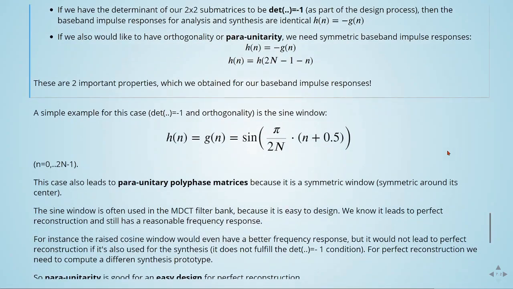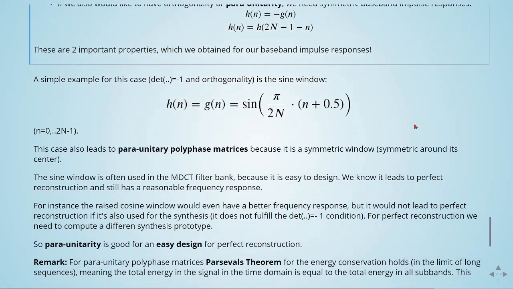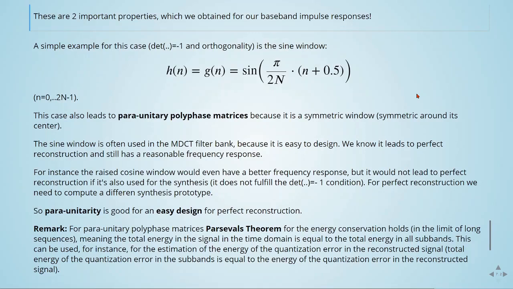A simple example for this case, where the determinant is equal to -1 and we have orthogonality, is the sine window. And the sine window is given here. This case also leads to para-unitary polyphase matrices because it is a symmetric window, symmetric around its center. The sine window is often used in the MDCT filter bank because it's easy to design. We know it leads to perfect reconstruction and still has a reasonable frequency response.